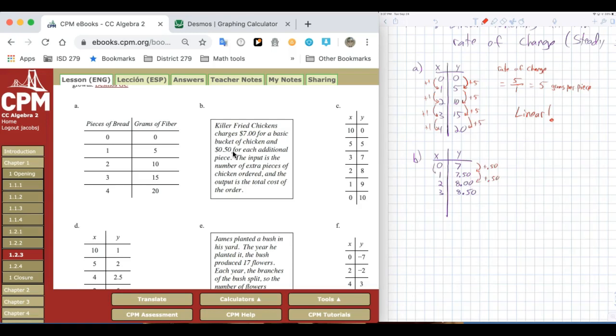At the same time, x is going up by 1. So our rate of change, which we could abbreviate ROC, is going to be 50 cents, which is what the Y values are changing by, divided by 1, which is what the X values are changing by, and this would be measured in dollars per piece. So this is telling me that the chicken is costing 50 cents a piece.